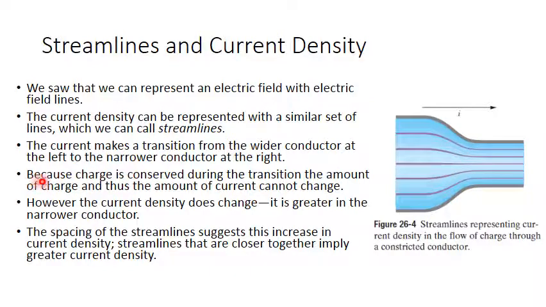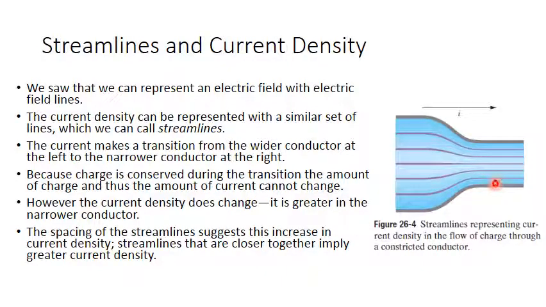That's what we are saying: because charge is conserved during the transition, the amount of charge and the amount of current I cannot change. So the current here is the same as here. But the current density changes, because the value of the current over this area is less than the value of the current over that area. It is greater in the narrow conductor. The spacing of the streamlines suggests an increase in the current density.